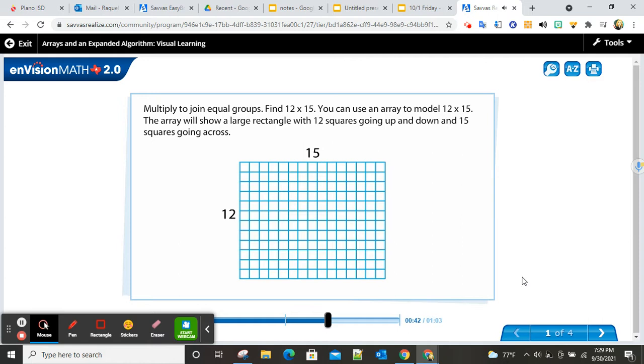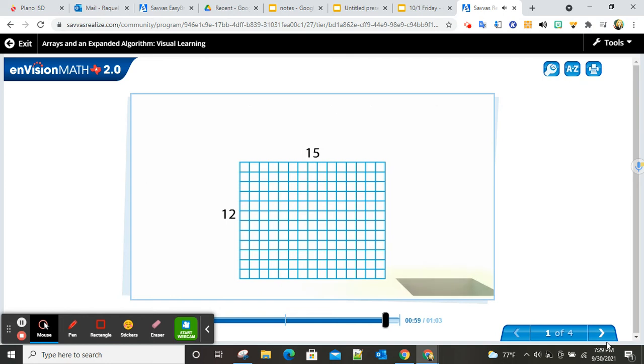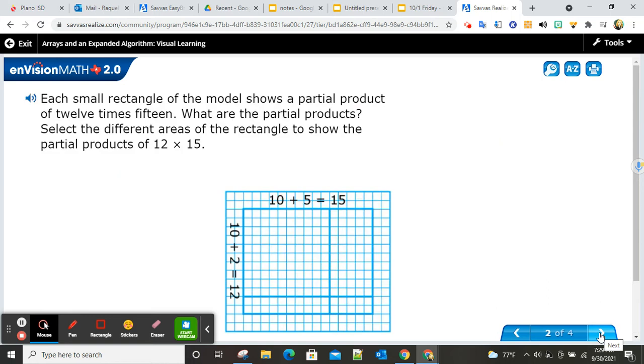The array will show a large rectangle with 12 squares going up and down and 15 squares going across. How can you use an array to help you find partial products? Think about this question as you do the activity that comes next. Okay, let's see what this next activity is.